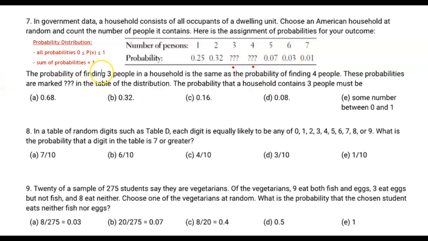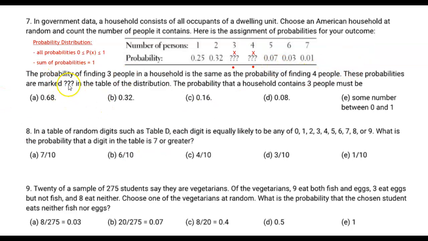Great. It says the probability of finding 3 people in a household, oh, that's this one, is the same as the probability of finding 4 people. Oh, that's this one. Since we don't know it, we're going to assign it a variable, which in this case, I'm going to call x. That makes me happy to do so because I'm a math teacher and that's my whole thing.